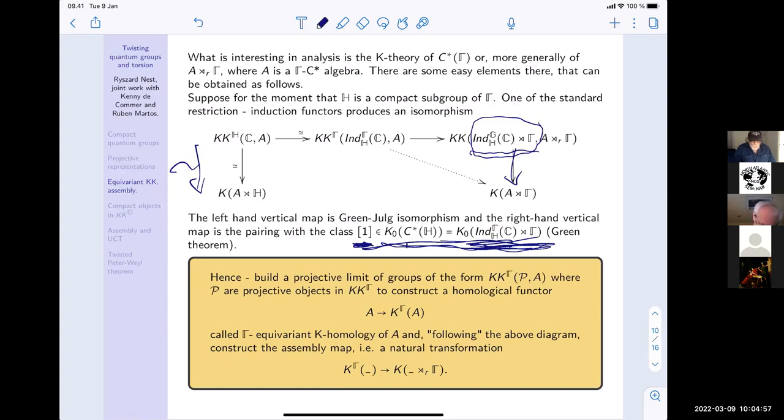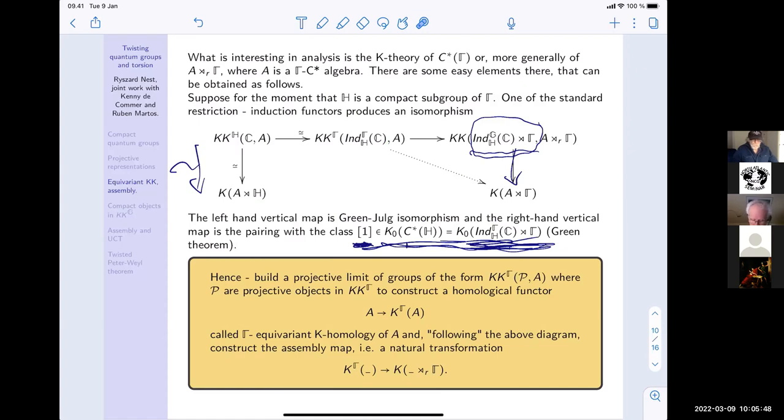So a way, and then I could have, I didn't write R, but you should take reduced here, right? So the way of getting elements in this cross product is, well, basically I'm doing this construction, right? And what I can do is take, so now I will think about this induced thing as a kind of projective object in my KK gamma category, projective in some homological algebra sense. And each time I've got such a projective object, I get a map from here to here. So I can take the limit over these projective objects.